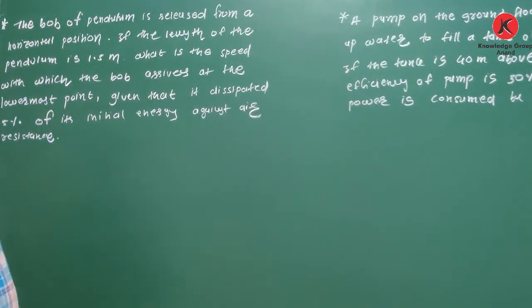Now the next question. The bob of a pendulum is released from the horizontal position. If the length of the pendulum is 1.5 meter, what is the speed with which the bob arrives at the lowermost point, given that it dissipated 5% of its initial energy against air resistance? See here.